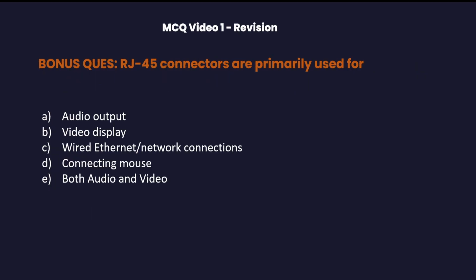So we have already covered 25 questions. Here is one last bonus question. RJ45 connectors are primarily used for, and the right answer is option number C. RJ45 stands for registered jack 45 and it is most commonly used in wired networks.